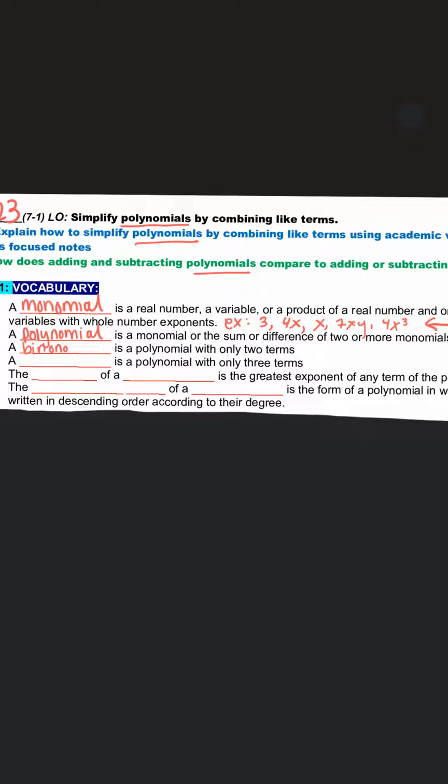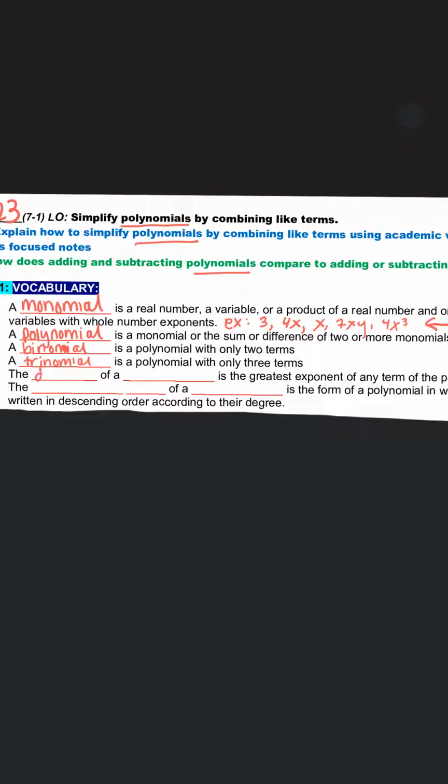Okay, our next vocabulary word is a binomial. A binomial is a polynomial with only 2 terms. And a trinomial is a polynomial with only 3 terms.